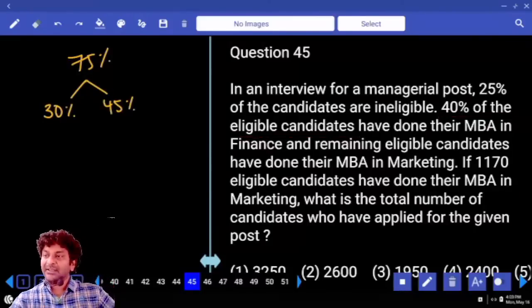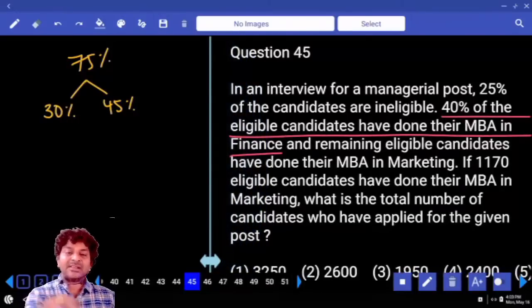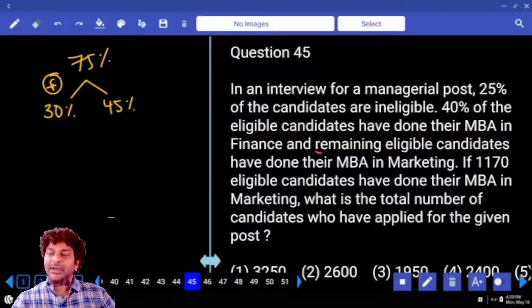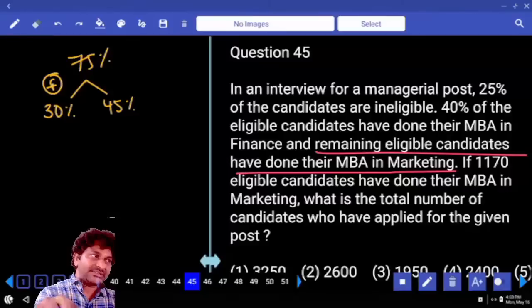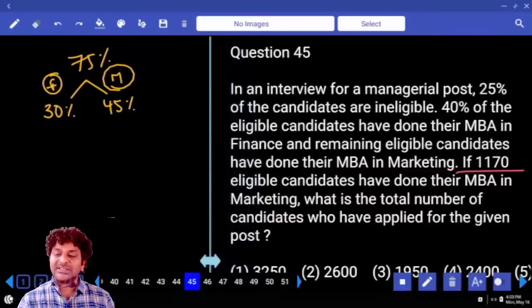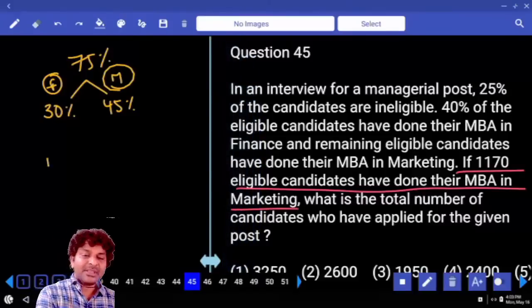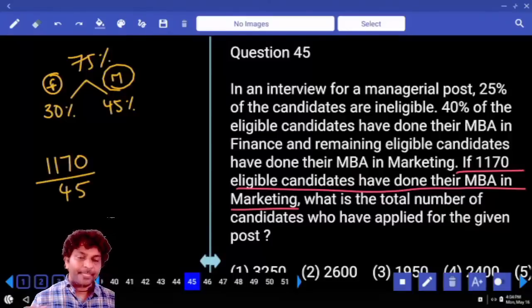Now what is this 30? 40% of eligible candidates have done their MBA in finance. So these guys are finance people. And the remaining eligible candidates have done their MBA in marketing. Remaining is 45 we got, and they are on the marketing side. If 1170 eligible candidates have done their MBA in marketing, that means 1170 is equal to 45%. 1% is 1170 divided by 45.